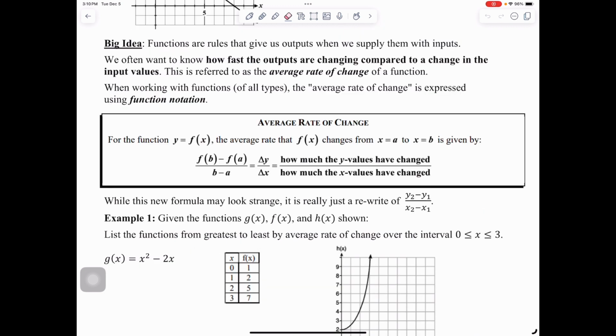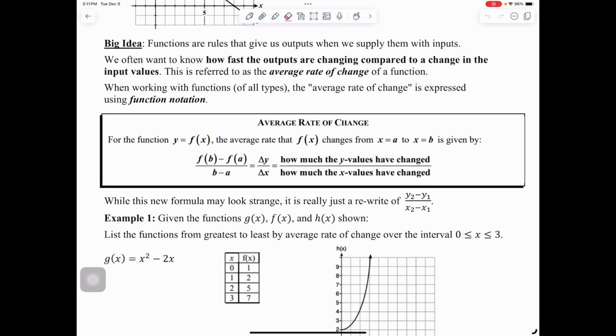Now that we've gone over and reviewed the opening exercise and how to find the rate of change for those different representations, we want to look at our big idea for today. Functions are rules that give us outputs when we supply them with inputs. And we've been working on that this chapter. We often want to know how fast the outputs are changing compared to a change in the input values. This is referred to as the average rate of change of a function. When working with functions of all types, the average rate of change is expressed using function notation.